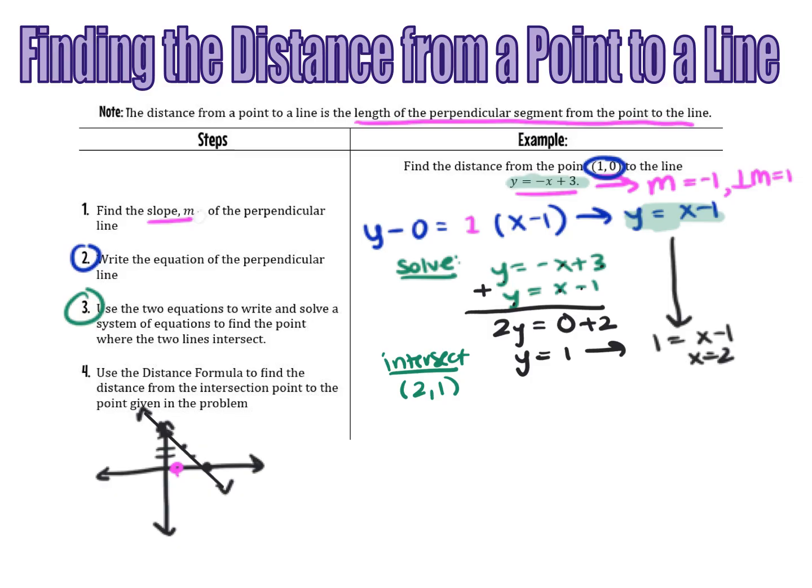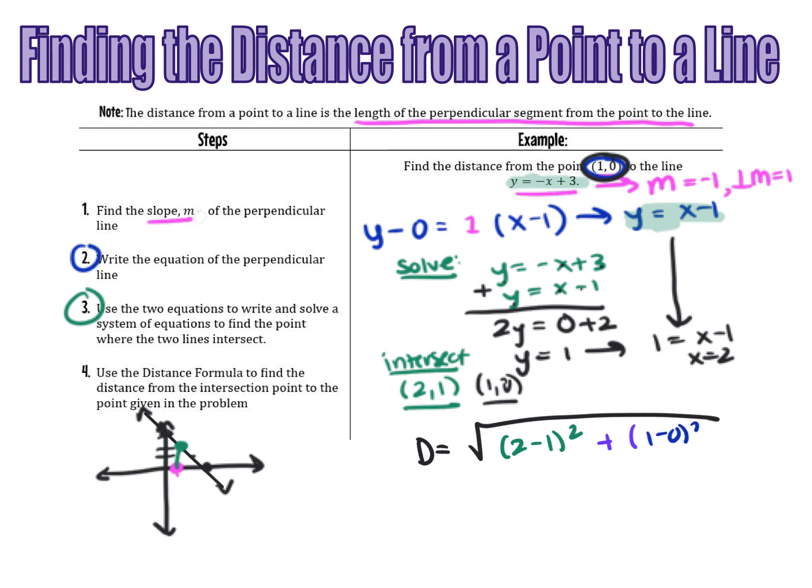Now that I know that they intersect at the point (2, 1), I just need to find the length of this segment here. In order to do that, we're going to use the distance formula. We're going to find the distance between this point that we just found and the original point that we were talking about, which was (1, 0). So we're going to say distance equals the square root of the x values, so 2 minus 1 squared, plus the y values, 1 minus 0 squared.